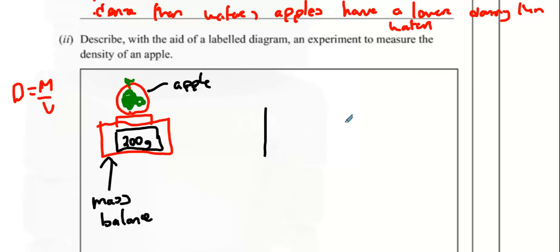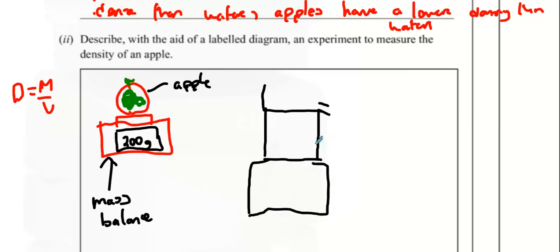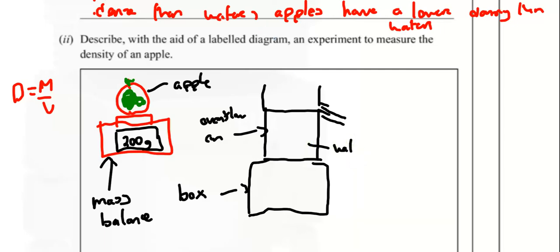Next, to get the volume, we use an overflow can, which you have to fill to the brim. Then underneath that's just like a box or a piece of wood or something like that. So this is my overflow can. So we need to label everything. So there's a box, this is an overflow can. Water.